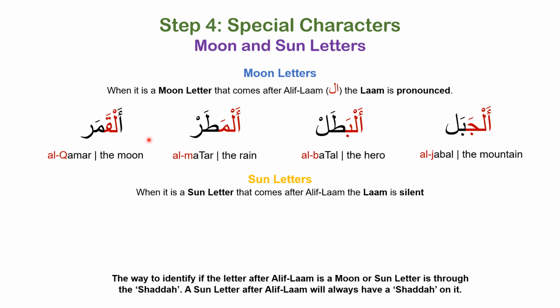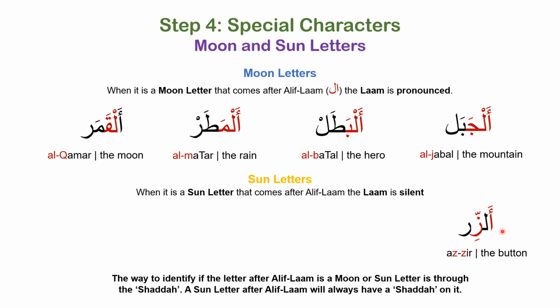Okay, so now let's look at sun letters, and we'll see how the sun letters which come after Aleph Lam change the pronunciation of the word. So for sun letters, when it is a sun letter that comes after Aleph Lam, here the Lam is silent. In moon letters, we're saying Al. For sun letters, the Lam is silent. We don't actually pronounce it. What we do is we go from Aleph to the next letter after Lam. Let's look at some examples.